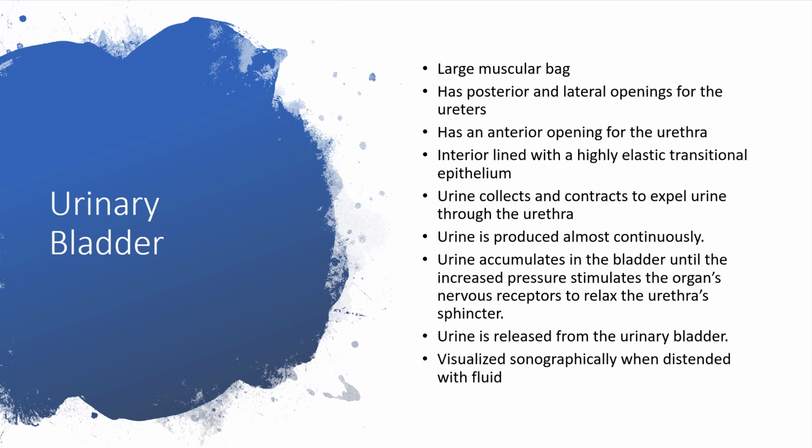And the urine is produced almost continuously, so it doesn't just dribble in, it actually jets in. So it comes down, the ureters can peristalse, and then they push the urine into the bladder. The urine accumulates in the bladder until the increased pressure is going to stimulate the nervous receptors to relax the urethral sphincter, and then the urine will be released from the urinary bladder.